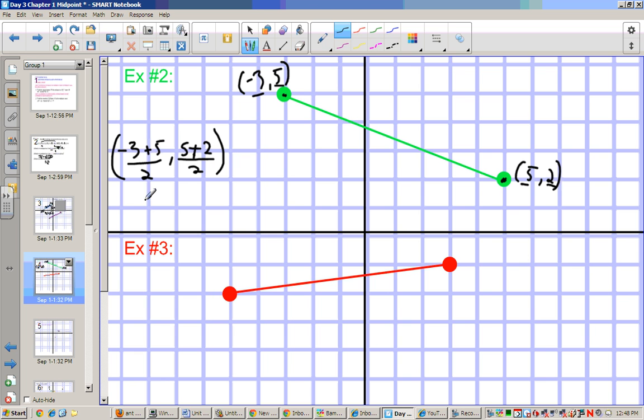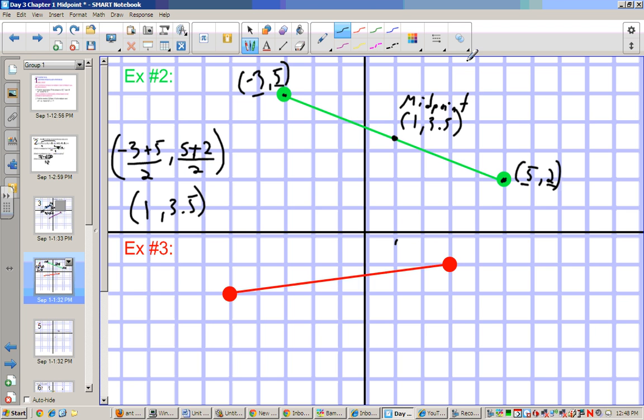So this will be 2 over 2, which is 1. This will be 7 over 2, which is 3.5. So I'm going to go 1 to the right, 3.5 up. This looks like it's right on the line, and that looks right in the middle. 1, 3.5 is the midpoint.